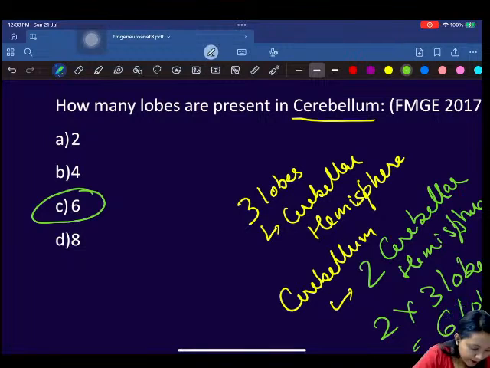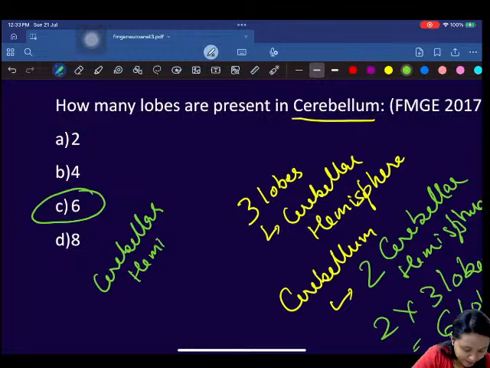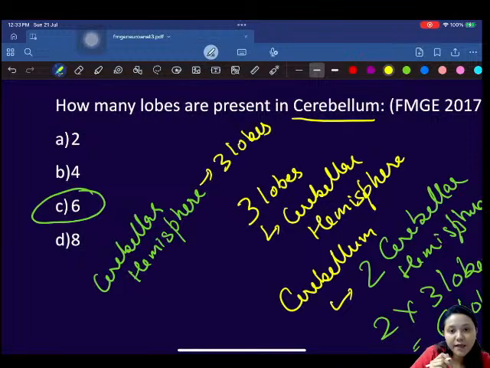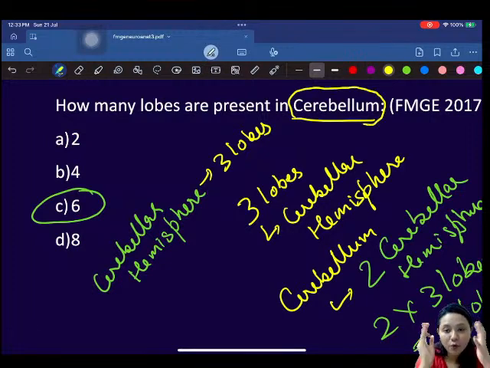Okay, if they would have mentioned cerebellar hemisphere, then the answer is your 3 lobes. If they have mentioned cerebellum, then you have 2 cerebellar hemispheres, one on this side, one on that side. So you have 6 lobes. Okay, so the answer is 6 lobes. Many of the students might say that the correct answer is not in the option, but you read the question properly. They have mentioned cerebellum as a whole.